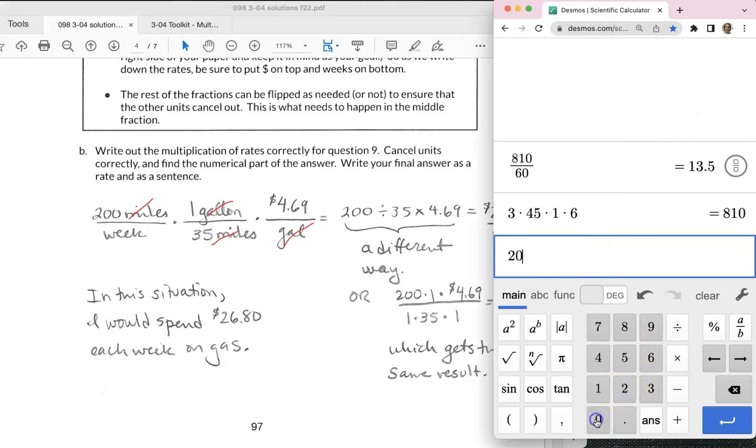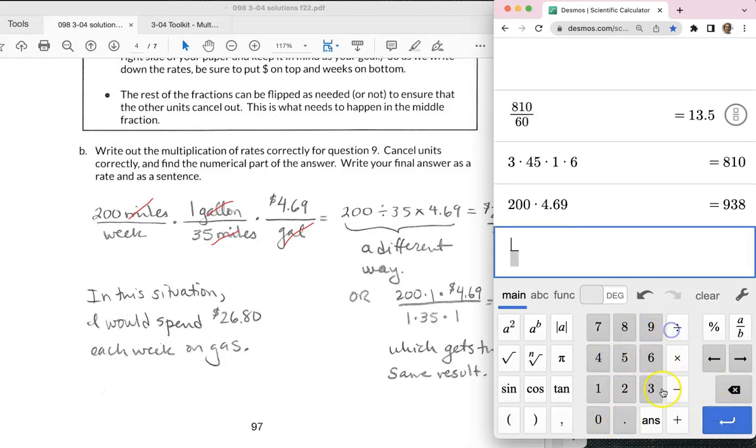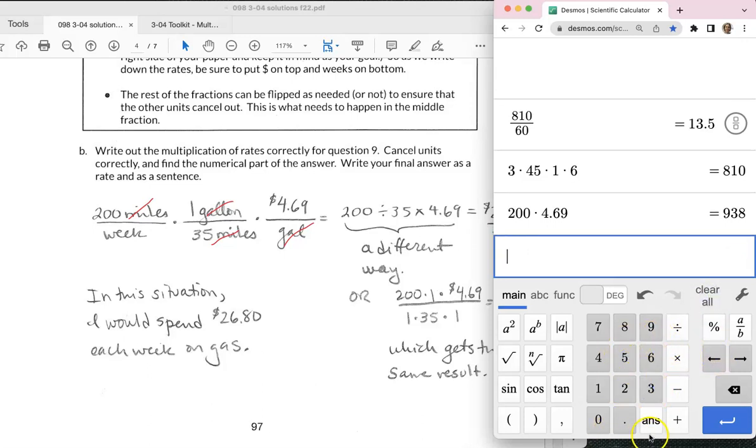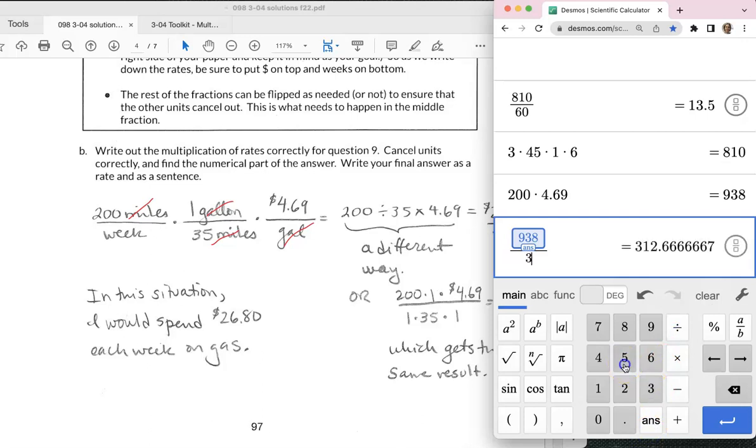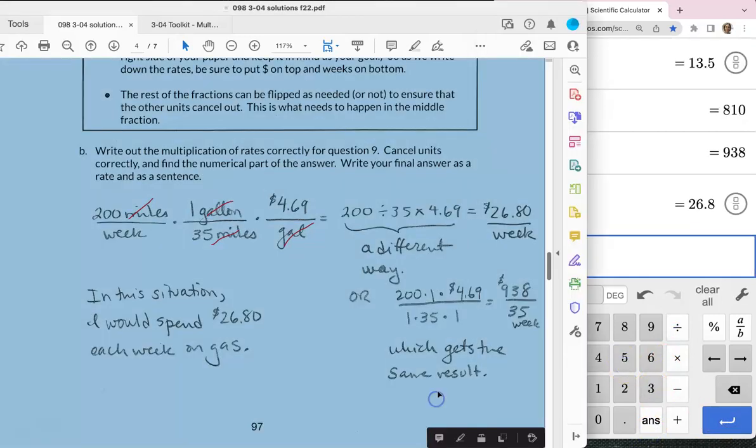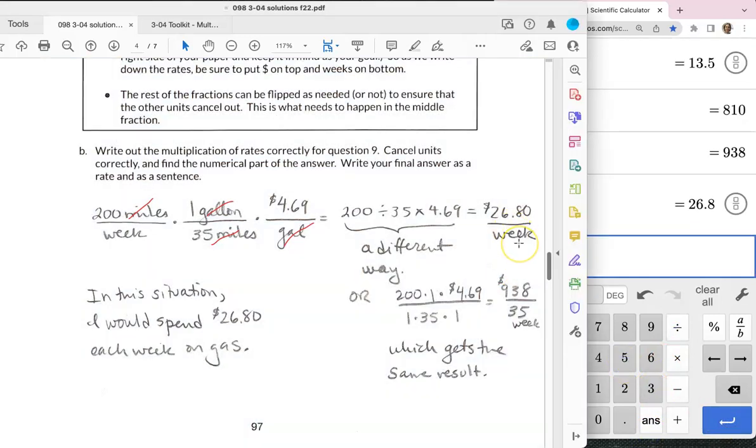So 200 times 4.69, enter, divided by 35, whoops, answer, divided by 35, enter. So 26.80, or $26.80 every week is what I spend.